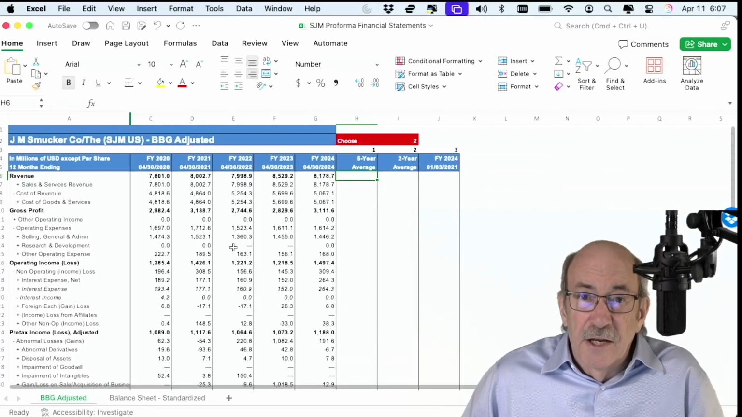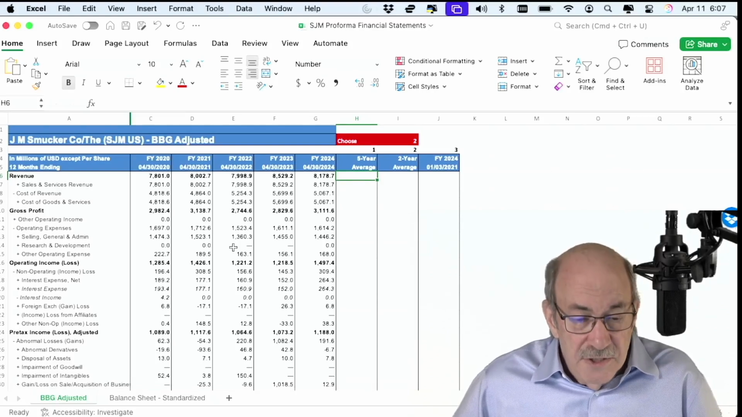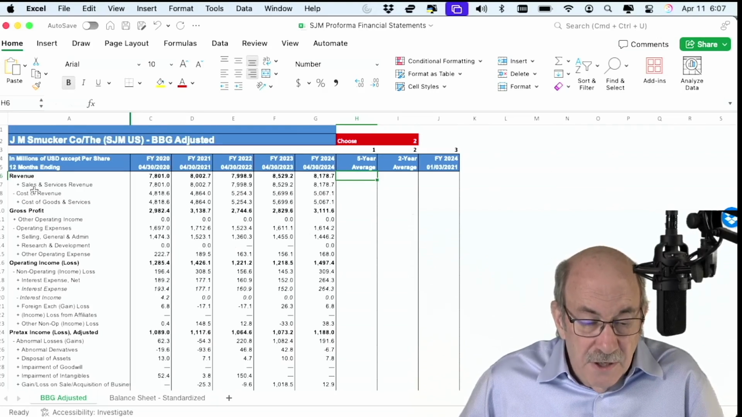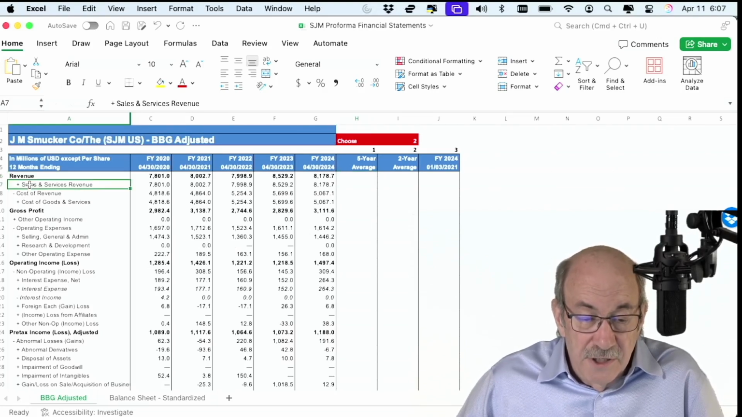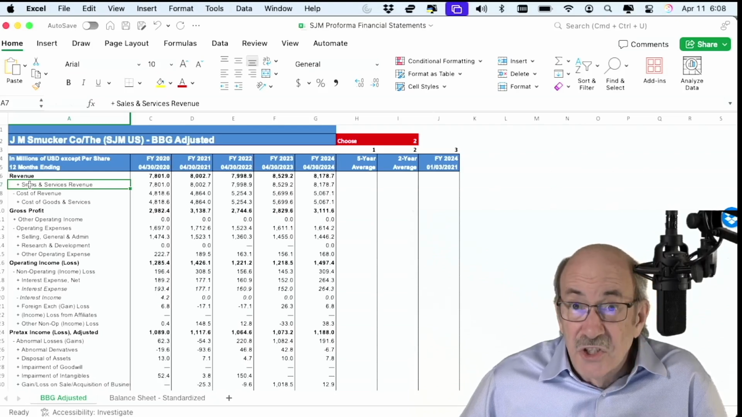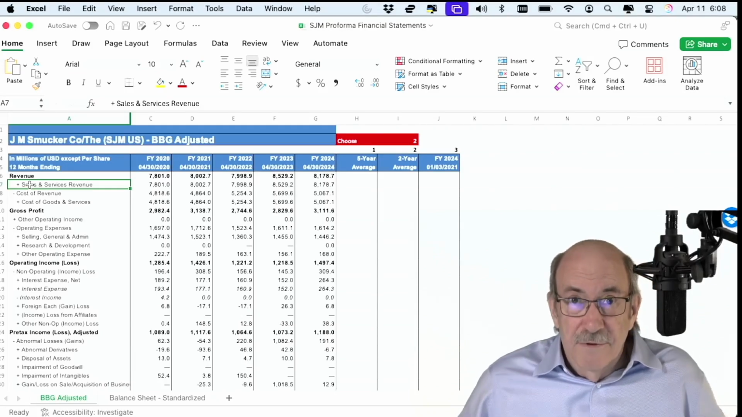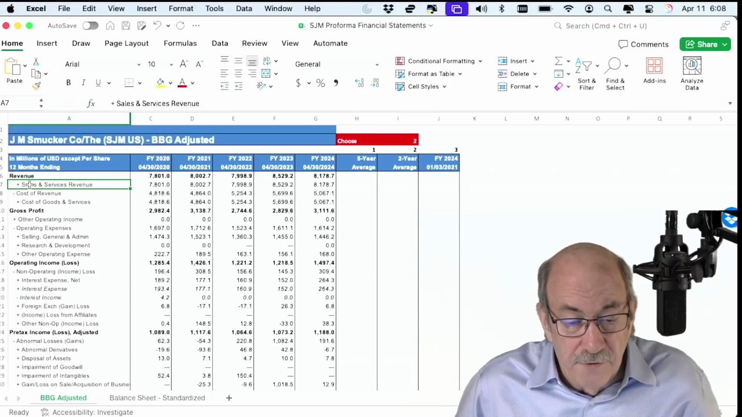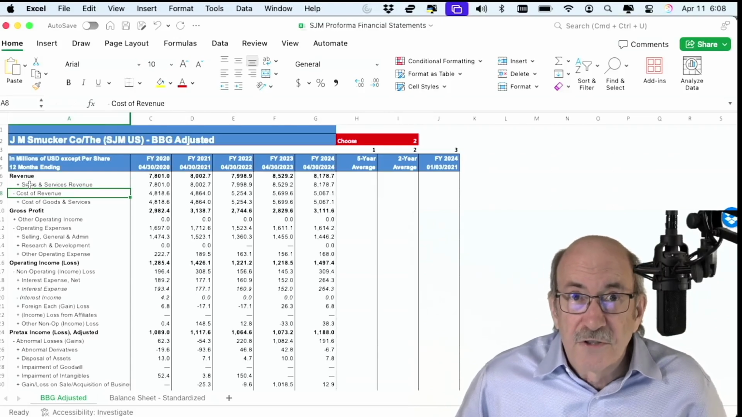The other thing I need to do here is that this is pretty much straight out of Bloomberg, and there are a bunch of things that I could fix. Look over here at the list. I've got revenue up here at the top, and then I've got sales and services revenue right below that as a sub-account. Well, actually, there are no other sub-accounts, so I may as well clean that up and get rid of one of those. Same thing here with cost of revenue.